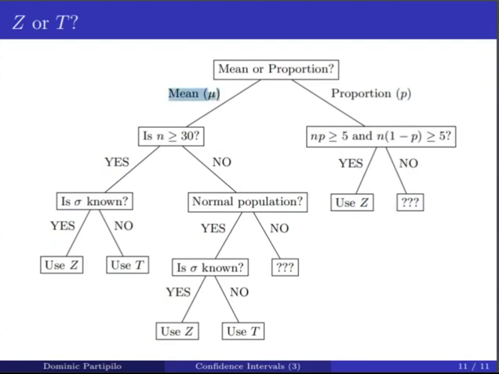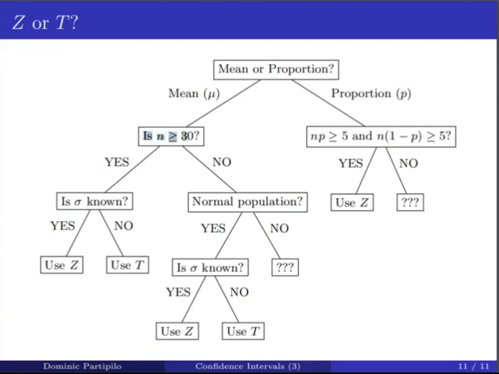So looking at this side, when we're constructing a confidence interval for a mean, we're going to check, is our sample size greater than or equal to 30? If it is, and we know the population standard deviation, then we're going to use Z. If it's not, then we're going to use t. Remember, that was when we introduced the t distribution in the first place, when we don't know the standard deviation of the population.